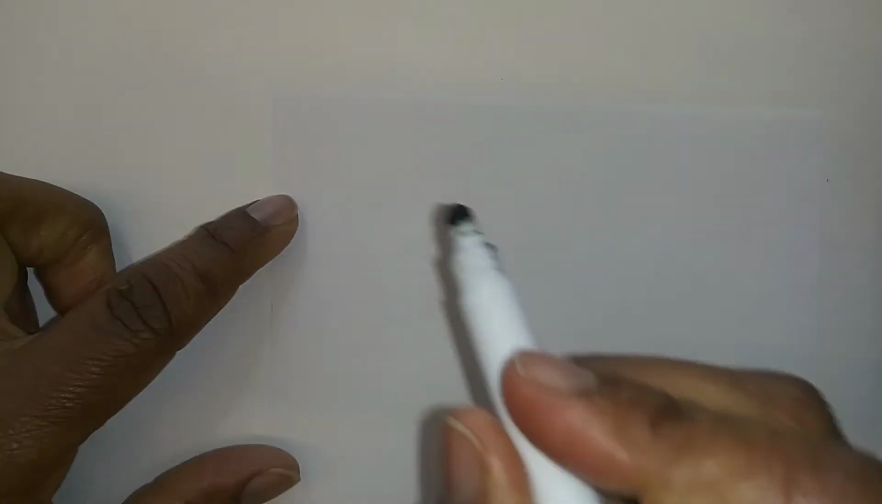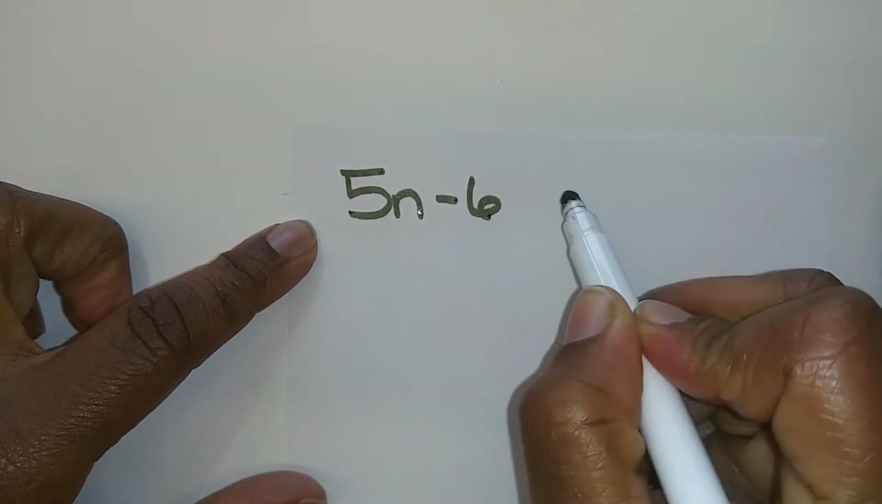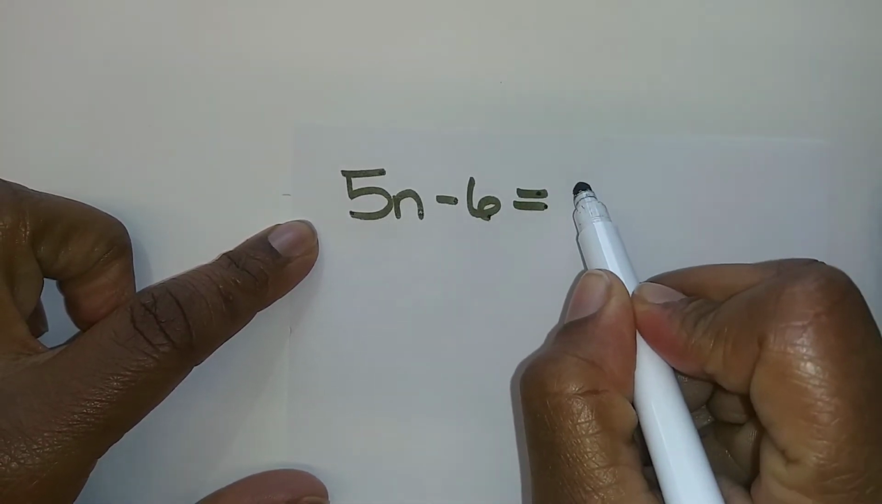Today we will be solving two-step equations. We are going to start with 5n minus 6 is equal to 19.